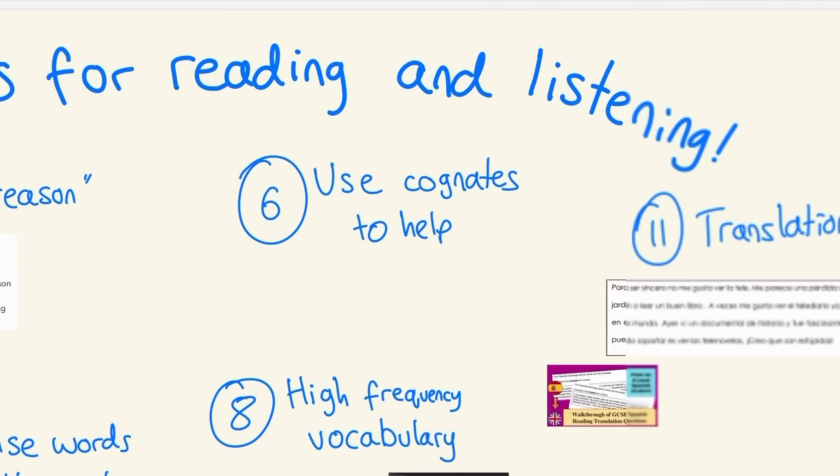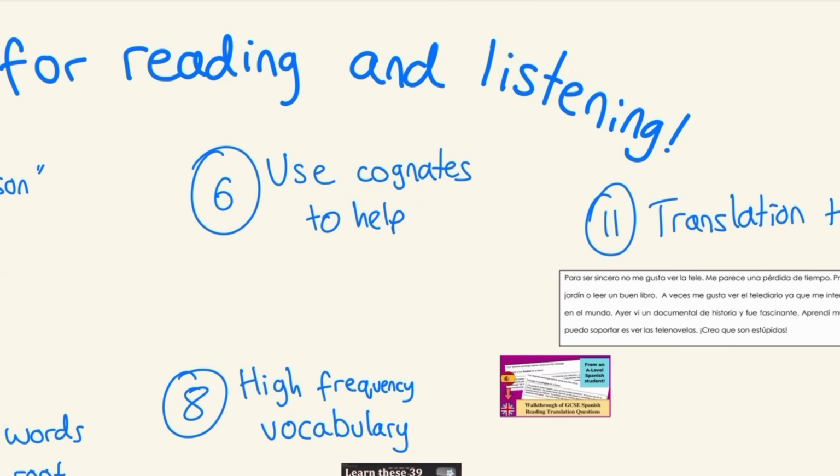Okay, next you need to be able to spot and make use of cognates, which are words that look similar in both Spanish and English. These are super common, so if you think a Spanish word looks like an English one, you can probably have a guess. For example, generoso is the word generous.